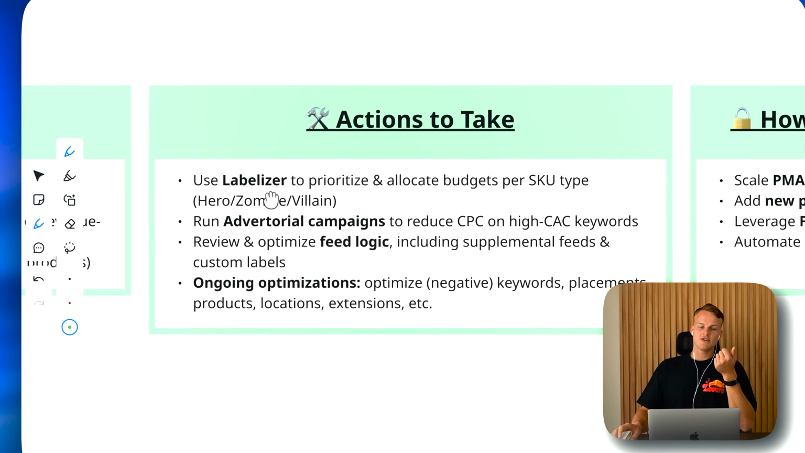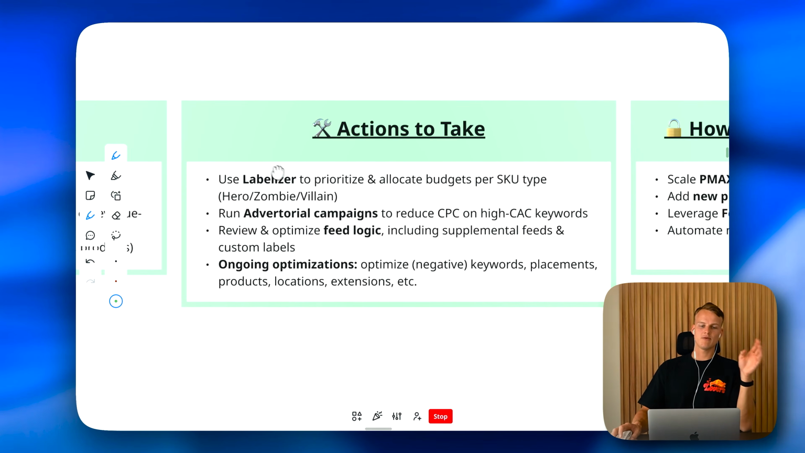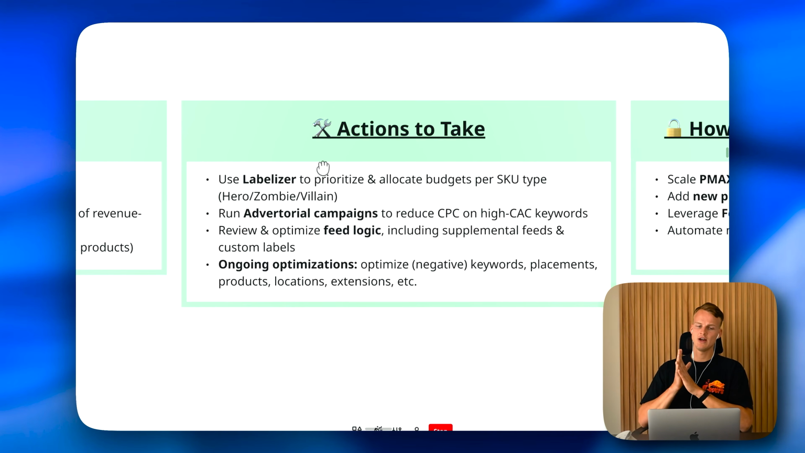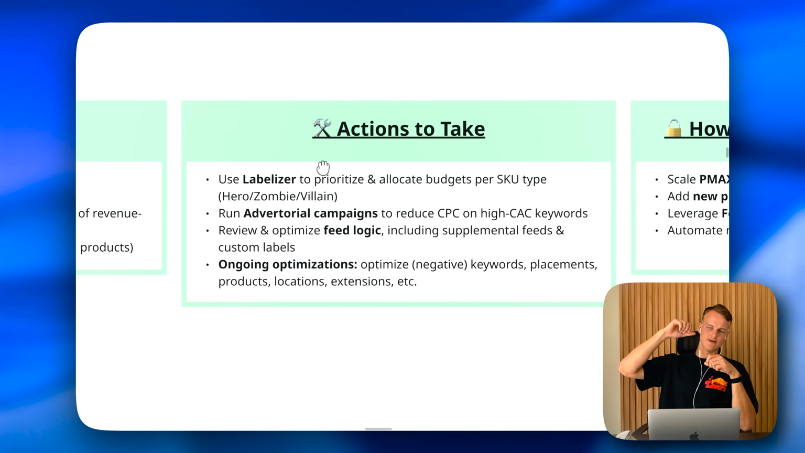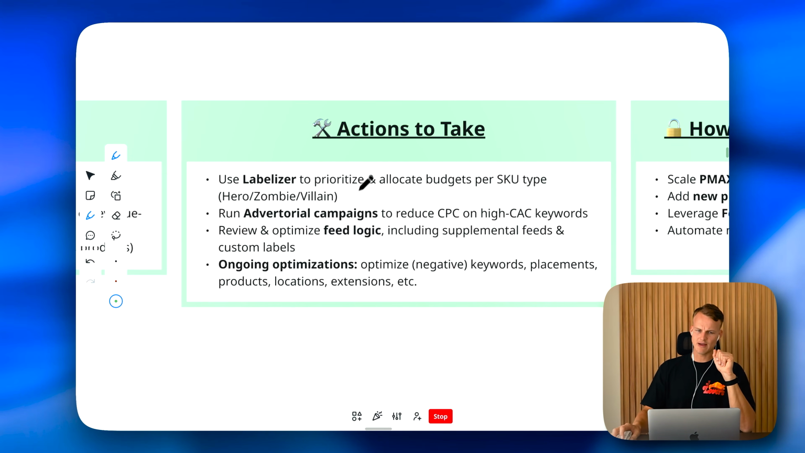In terms of actions, besides the insight script, we want to use the labelizer script, the Flow Boost labelizer script specifically, which is also one of the bonus tools that we are using, to prioritize and allocate budgets per SKU type depending on their performance. What the labelizer script does is it labels products based on their performance, so you can easily segment your winners from your losers and your untested products, right? So I want to use the labelizer here.